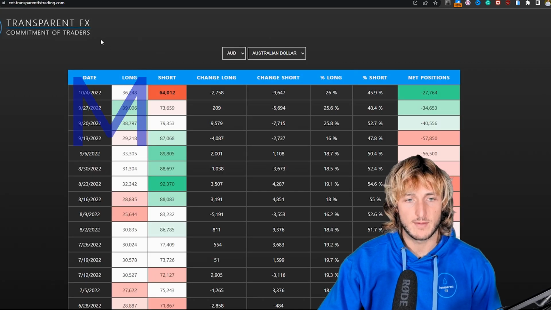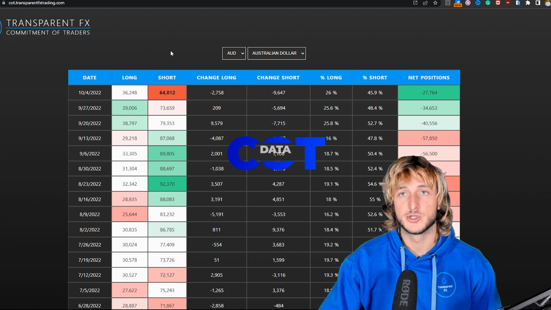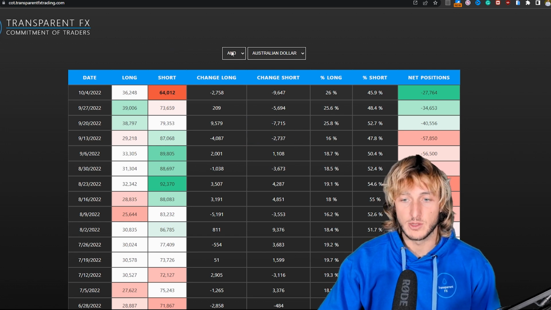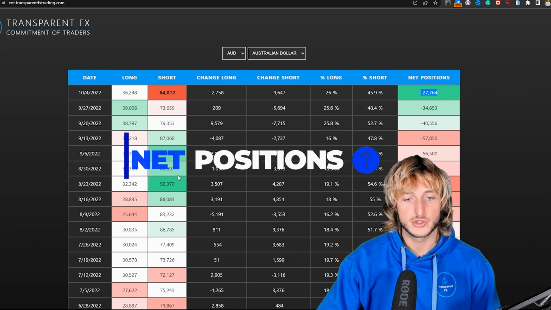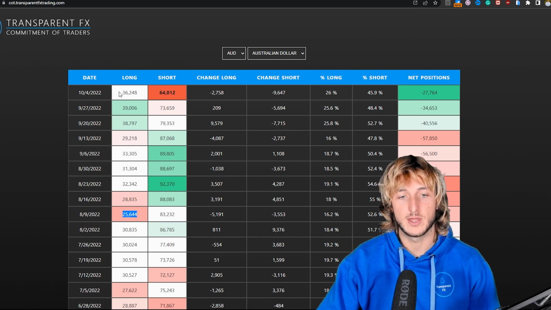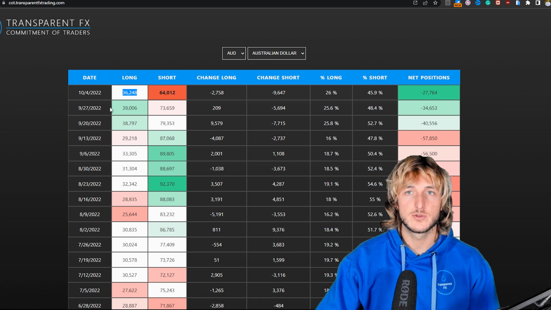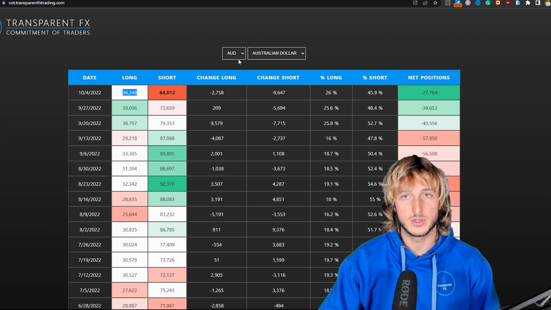Now, if we go and see what we have when it comes to the commitment of traders, so the COT data, which is what the non-commercials, so the biggest speculators in the market are doing, and we check the data for the AUD, we can see how with the last reports, we went from having minus 57.8k net positions all the way up to now having minus 27.7k net positions, with shorts going from 92k to 64k and longs going from 25k to 36k. So from an institutional perspective, on the AUD, we're seeing longs added and shorts closed.